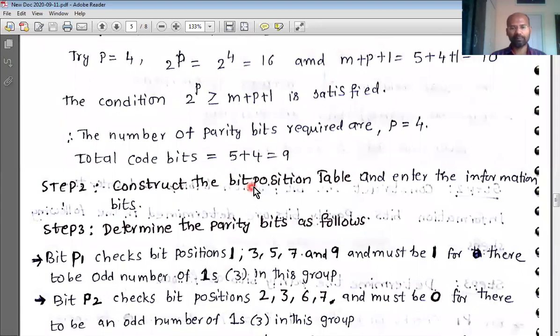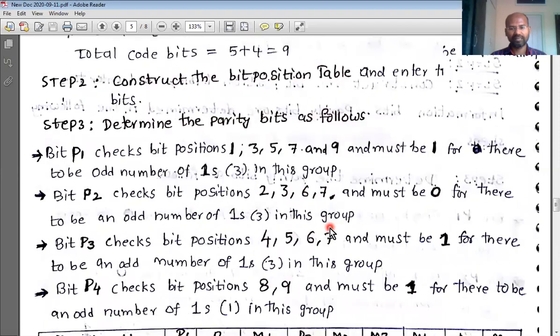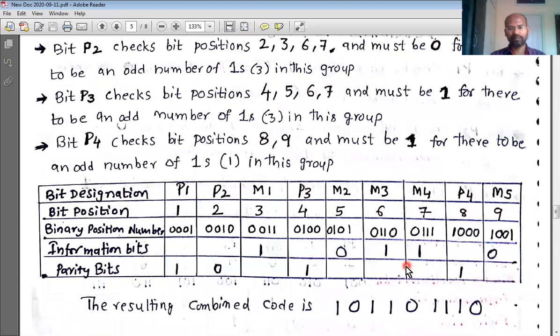table, the bit position table, and give correct places for the parity bits. So in the second step, we construct a table like this. This is called the bit position table. In this bit position table, we assign correct places for the parity bits. So which places will parity bits get?